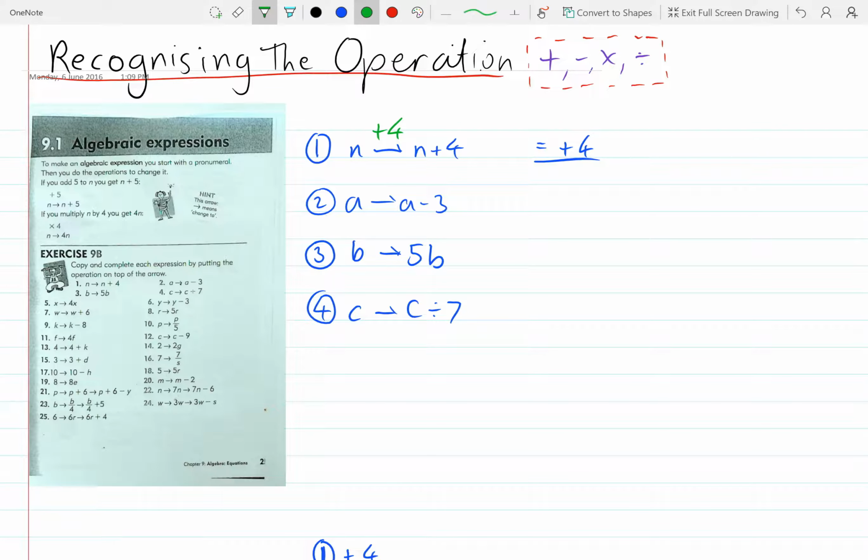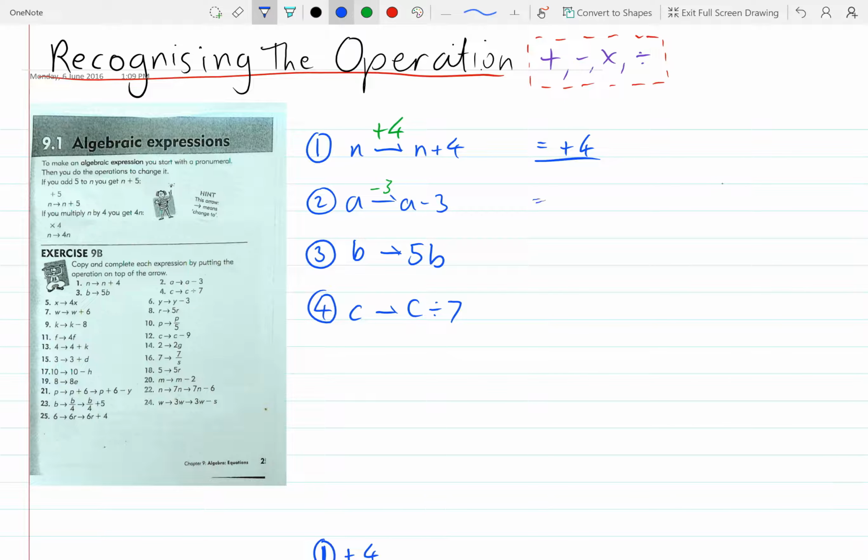Okay, our second question is how do we go from a to a minus 3? Well, in the first one we plus 4, but here all that's happened to the a is that 3's been taken away. So the operation is take 3. And we're left with the answer, take 3. That's our operation to get from a to a take 3. Hopefully you'll get a bit of an instinct for this by now.